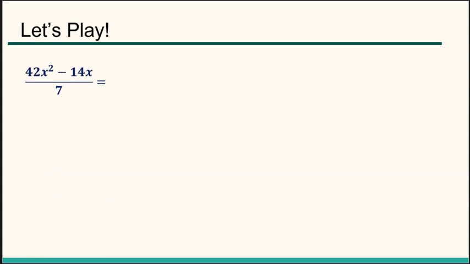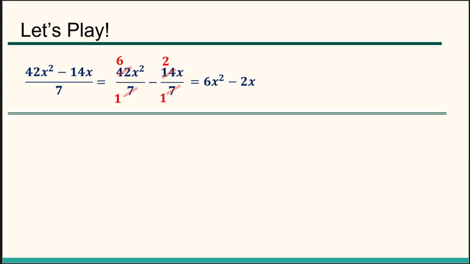So let's play. If I have 42x squared minus 14x all over 7, I can bust that fraction apart, saying that it's 42x squared over 7 minus, watch your signs on this, 14x over 7. I'm going to do a little canceling on the front end so I don't have to reduce on the back end. 7 goes into 42 six times. Nothing to do with my x's. 7 goes into 14 two times. 7 goes into 7 one time. And I'll end up with 6x squared minus 2x.